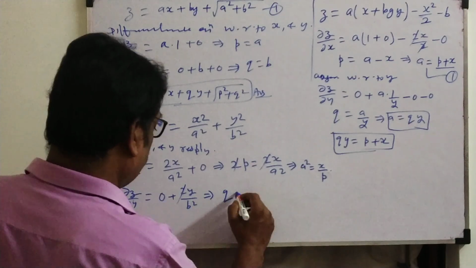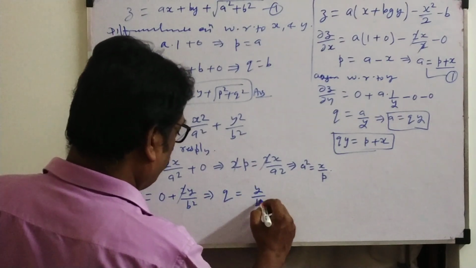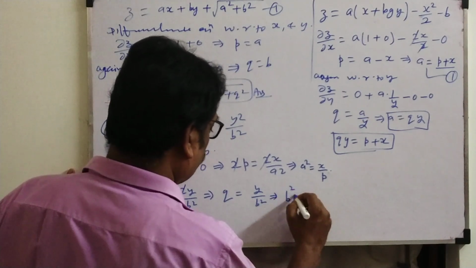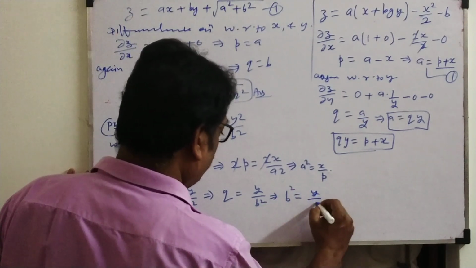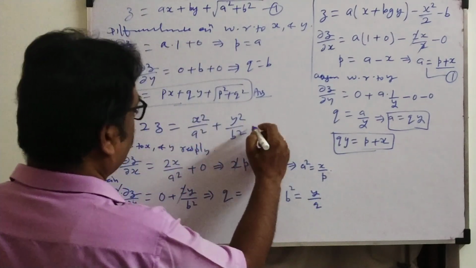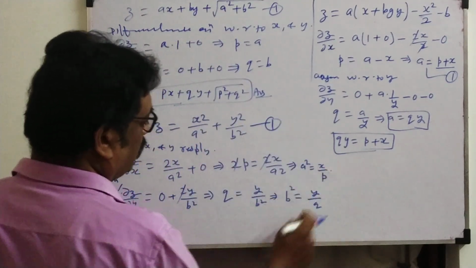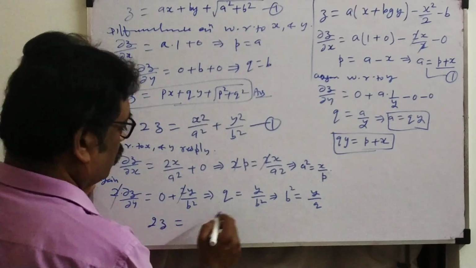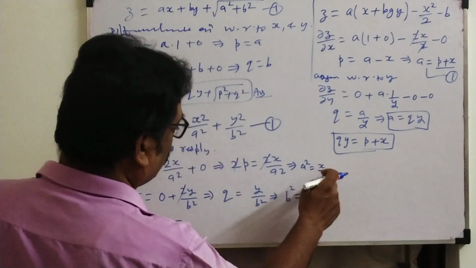Q equal to y by b square. Then b square is equal to how much? b square is nothing but y by q. Substitute these two in equation 1. Substitute a square and b square in equation 1. So what will we get? 2z is equal to x square a square.